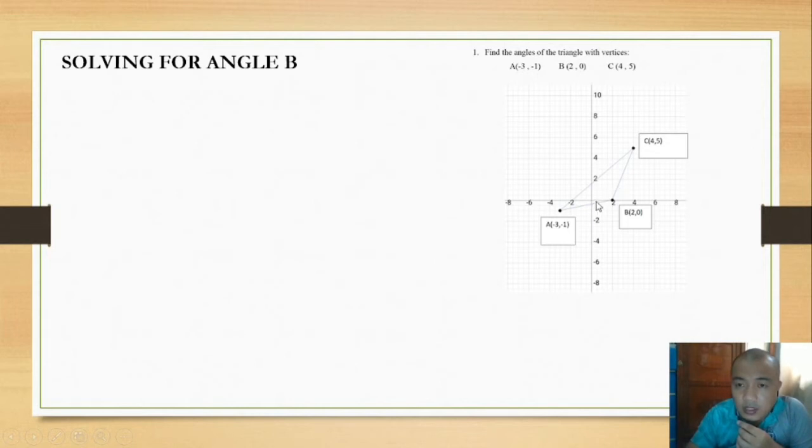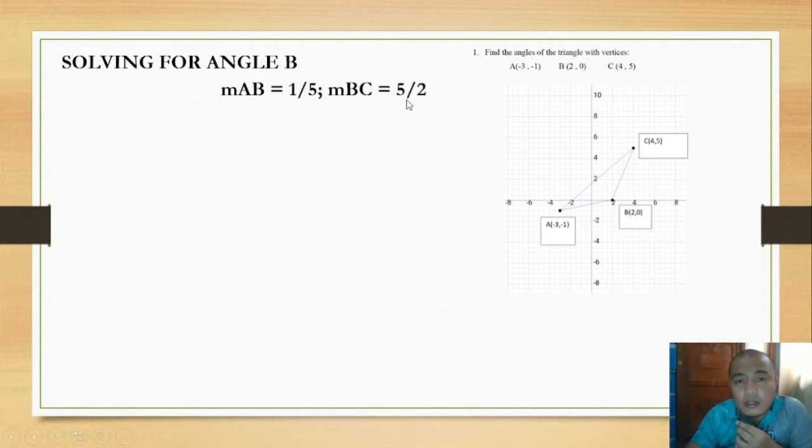Kung nag-start ka sa AB, hindi na counterclockwise yun. Clockwise na yun. So, mali. So, dapat line 1 is BC and line 2 is AB. Okay? So, as you can see, yung angle A acute, diba? 29.29 degrees. So, for solving for angle B, the lines involved are AB and BC. So, what's the slope of AB?